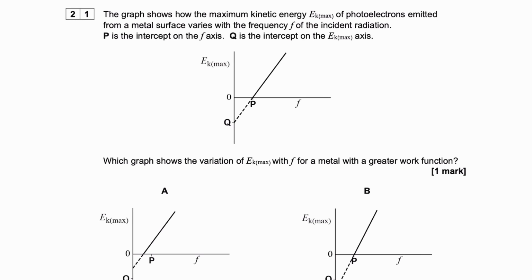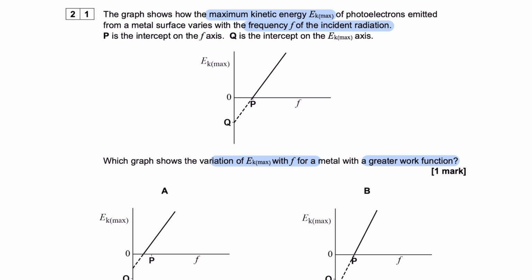The graph shows how the maximum kinetic energy, EK max, of photoelectrons emitted from a metal surface varies with the frequency f of the incident radiation. P is the intercept on the f-axis, which we see over here, and Q is the intercept on the kinetic energy axis. Which graph shows the variation of EK max with frequency for a metal with a greater work function?